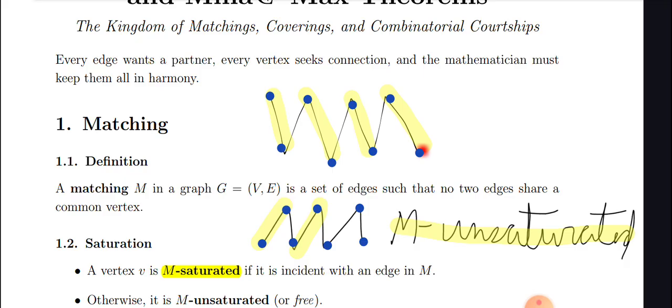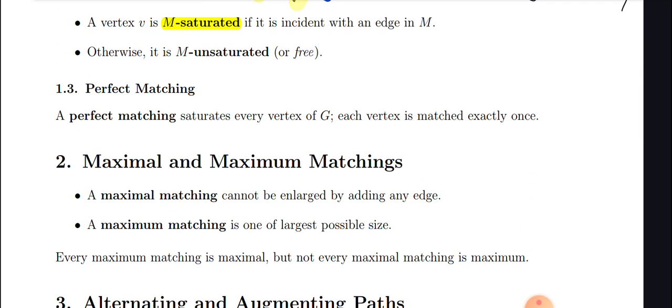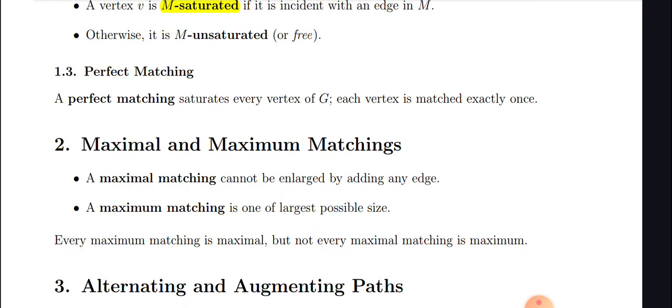We can't just greedily add edges and hope for the best. Exactly. We need something like augmenting paths to check if we're truly optimal. Which moves us perfectly into the next part, the mechanics of how you actually improve a matching. Right. This is the central mechanical question of the whole theory. How do we get from a locally stuck maximal matching to a globally optimal maximum one? And the answer involves looking for specific kinds of paths in the graph.